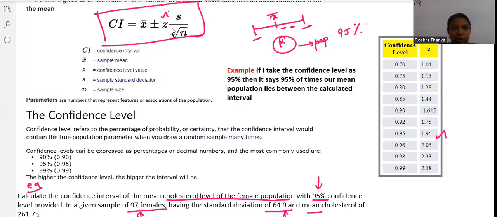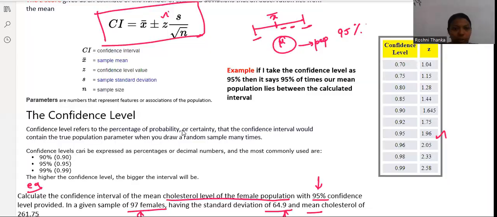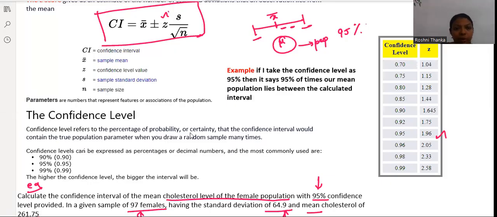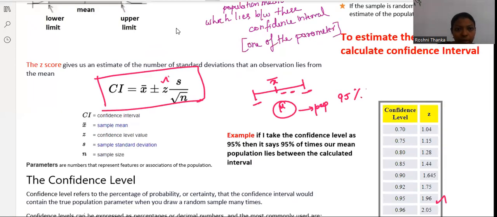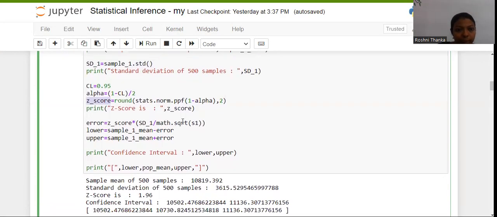Now our z-score value is ready, standard deviation is ready. Now we are going to find the upper limit and lower limit. So first we are going to calculate this part. This part is called the error. So first we are finding the error, and then we can add it to the sample mean to get the upper limit, and we can subtract the error from the sample mean to get the lower limit. So that is what we are going to do here.